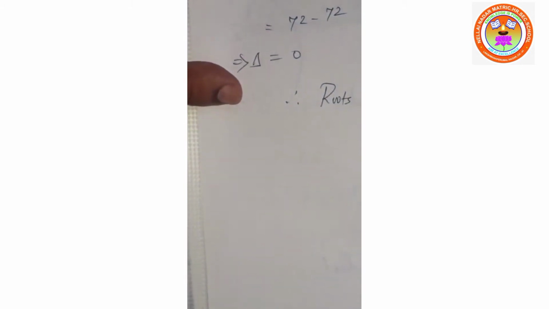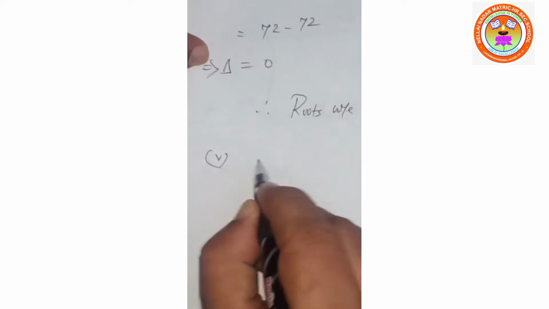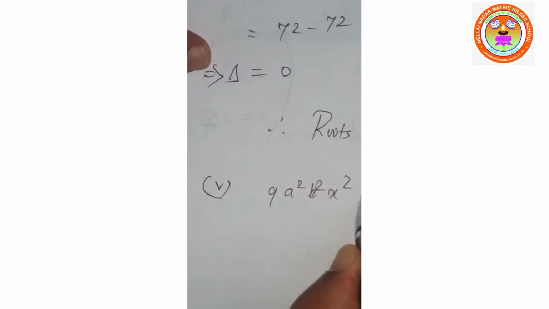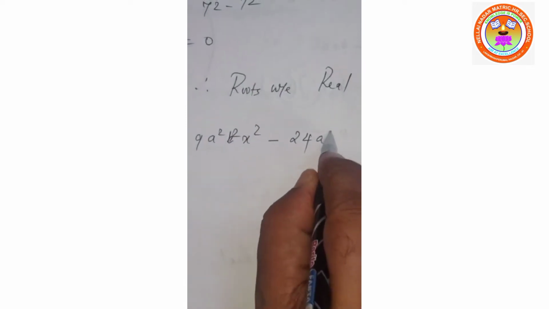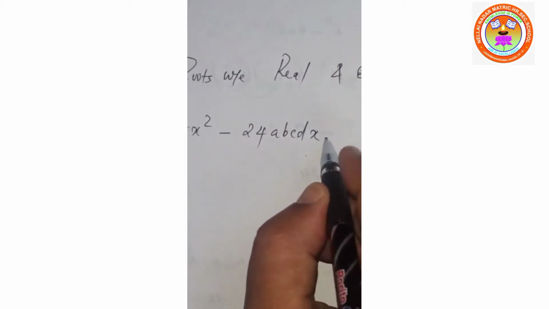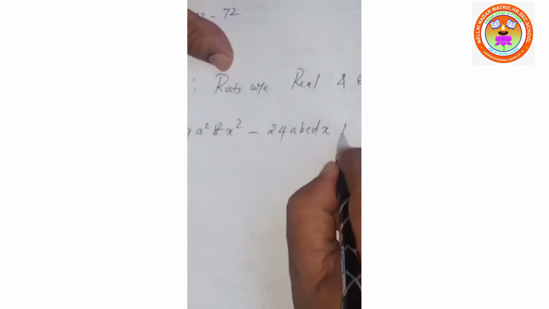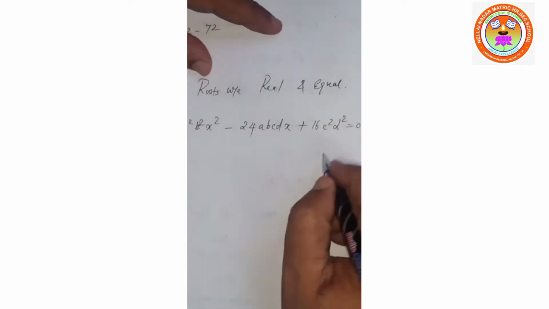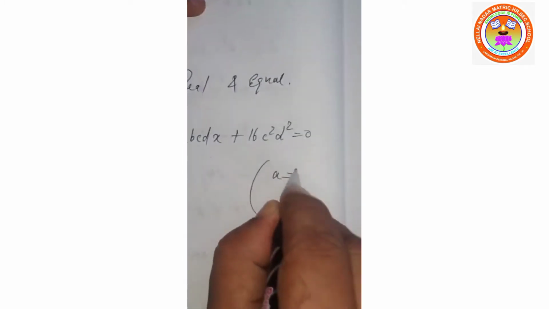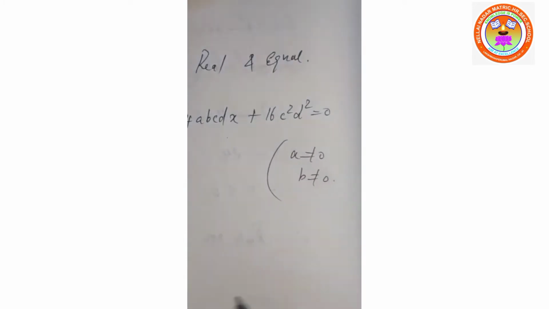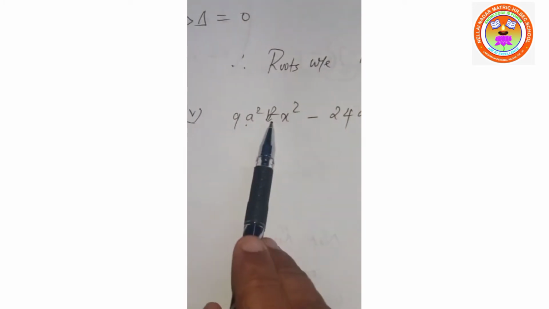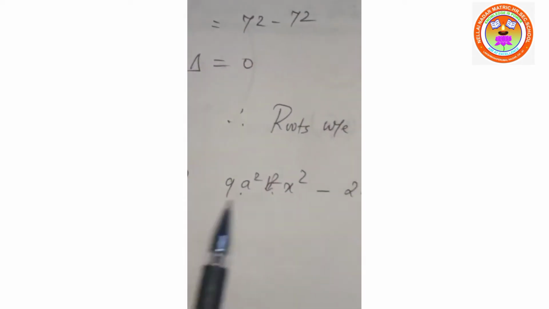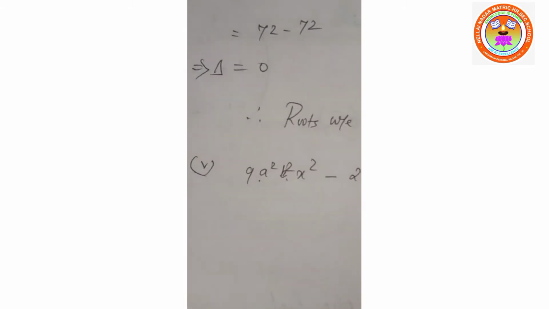Now subdivision number 5. Last subdivision. 9a²b²x² minus 24abcd into x plus 16c²d² is equal to 0. A condition given: a is not equal to 0 and b is not equal to 0. Suppose a and b are 0, you will not be getting an x² term. If there is no x² term, that is not a quadratic equation.